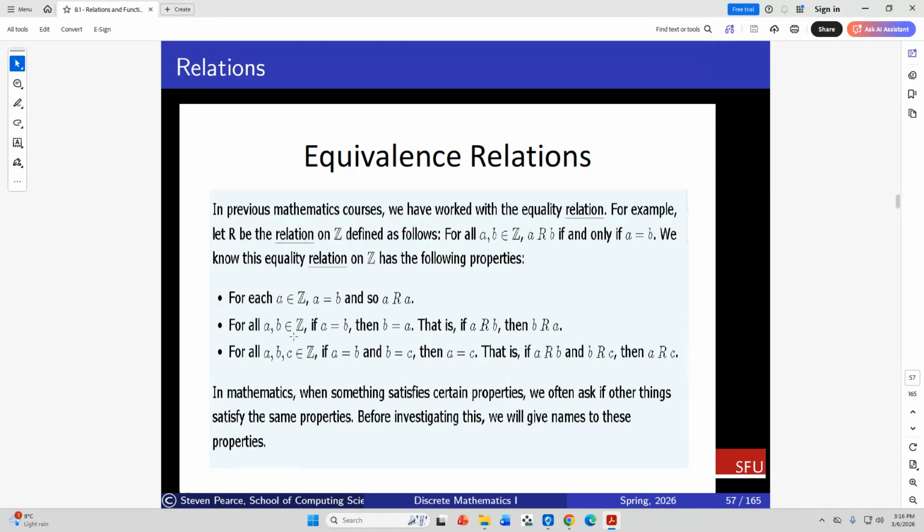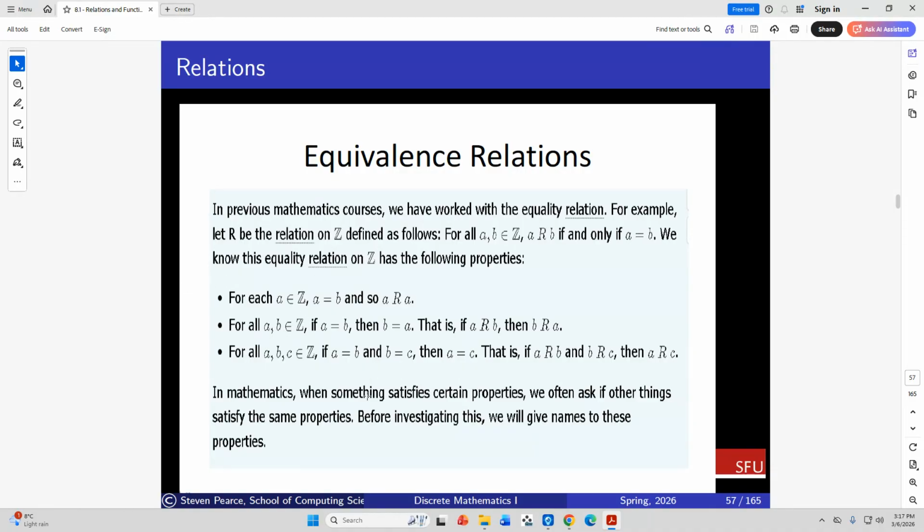For A, B integers, if A equals B, then B equals A. That is, if A is related to B, then the arc B to A is there, so that's symmetric. And of course, transitive: there are 3 nodes that we need, A, B, and C. If you go from A to B and B to C, you have to have A to C as well. That's what we have written here. And being all of these 3 is the requirement for an equivalence relation: being transitive, symmetric, and reflexive.